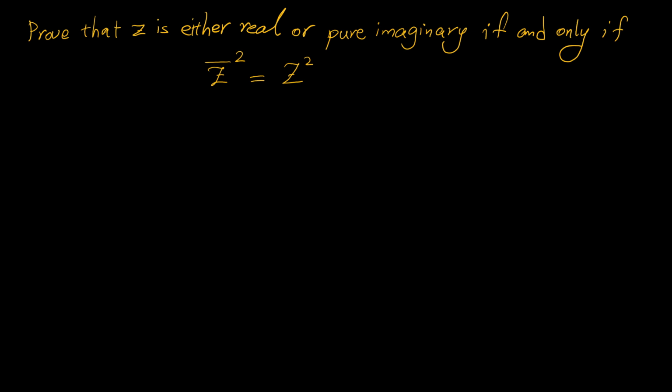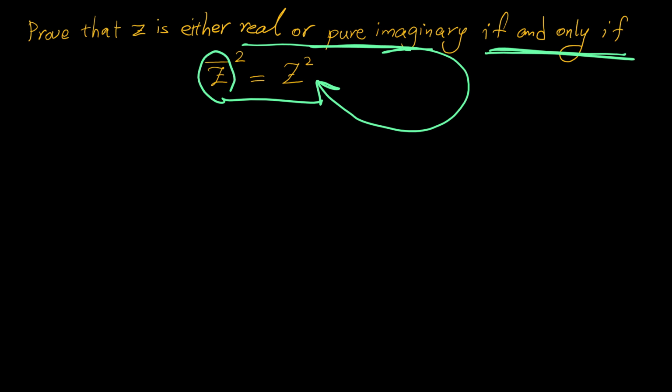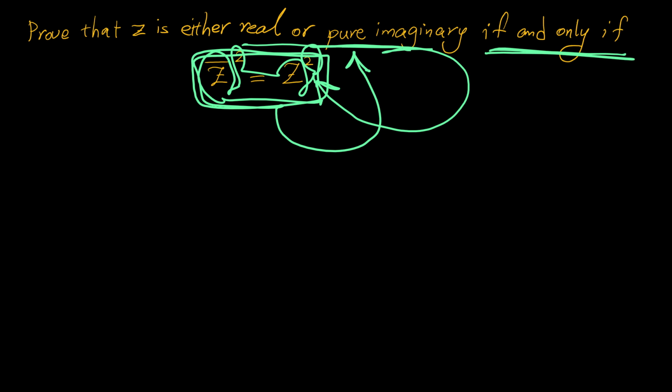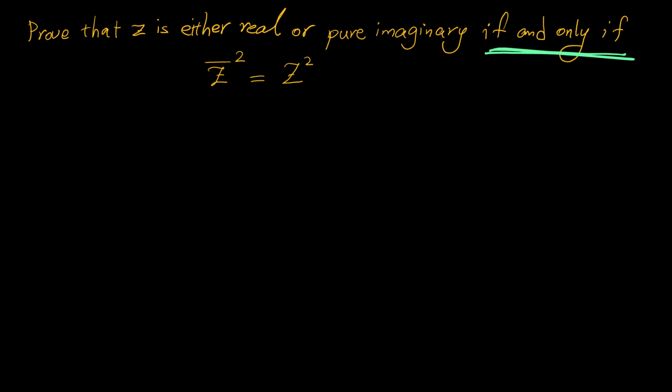Prove that z is either real or pure imaginary number if and only if conjugate of z to the 2 equals z to the 2. First of all, note that this is an if and only if question. So we want to prove that if z is real or pure imaginary, then conjugate of z to the 2 is equal to z to the 2. And also we want to prove the opposite of this, which is if this happens, then z is real or pure imaginary number. So here we have to prove two things basically.